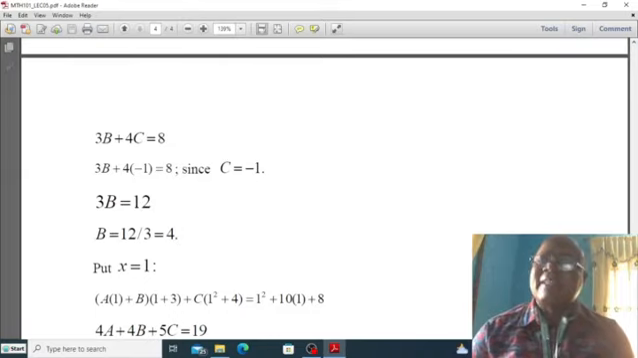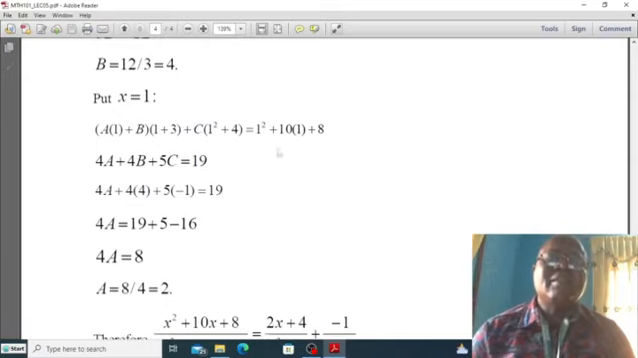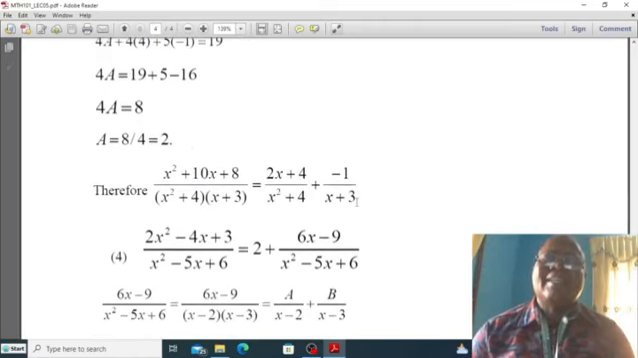Then we insert x equal to 1 on both sides carefully and simplify. You should be able to get a equals 2. Now, that algebraic fraction becomes 2x plus 4 over x squared plus 4 plus minus 1 over x plus 3.